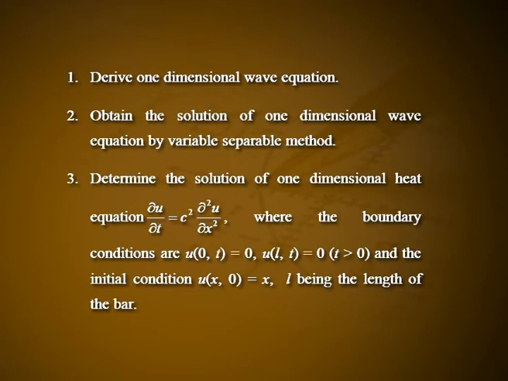dou square u by dou x square, where the boundary conditions are u of 0 comma t is equal to 0, u of L comma t is equal to 0 for t greater than 0, and the initial condition u of x comma 0 is equal to x, L being the length of the bar.